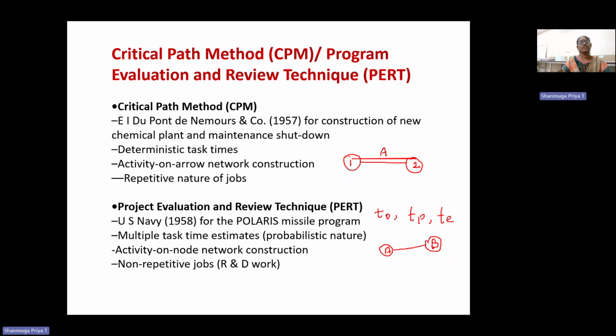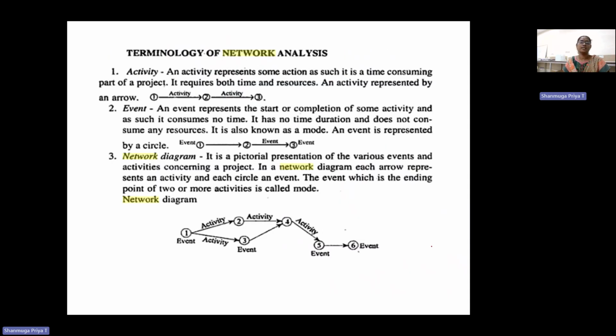CPM considers activities on arrow, time is deterministic, and we can use it for the repetitive nature of jobs. But in the PERT method, there are three time estimates, activities are mentioned on the node, and we can use it for R&D work. So next we can go for the network analysis.